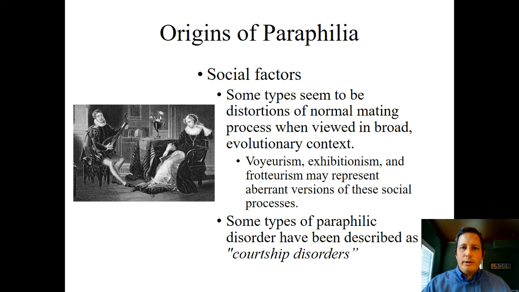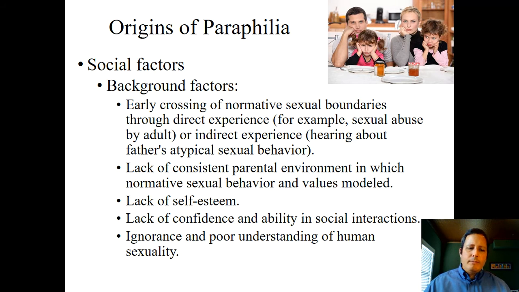Things like voyeurism, exhibitionism, and frotteurism all represent aberrant versions of the social process of courtship. That's why some of the types of paraphilic disorders have been described as courtship disorders. So there you have some good old-fashioned courting going on, and then think about how that can get twisted. You have this twisted aspect of typical courtship or normal mating behavior, and the reason for that is some of these background factors.